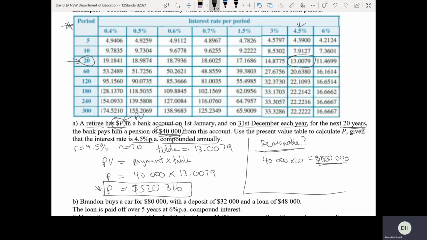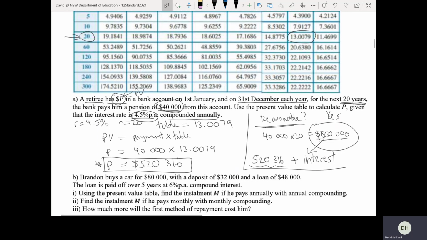So you might be thinking in your head, how can you get paid 800,000 from 520,000? Well, there's interest, right? Your $520,000 is constantly gaining 4.5% interest over time. So that $800,000 will be made up of your 520,316 plus whatever interest. And because we've got a lot of money in there and we're only withdrawing a small amount, 40 grand each year, it makes sense that the interest will be quite large. So interest of about 280,000. Yes, that is reasonable.